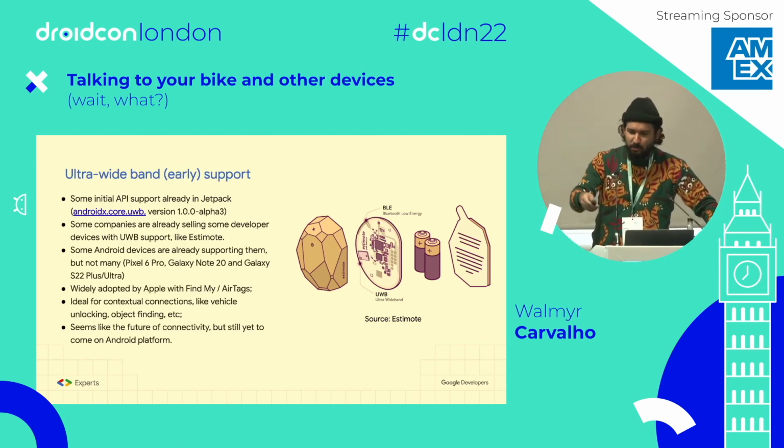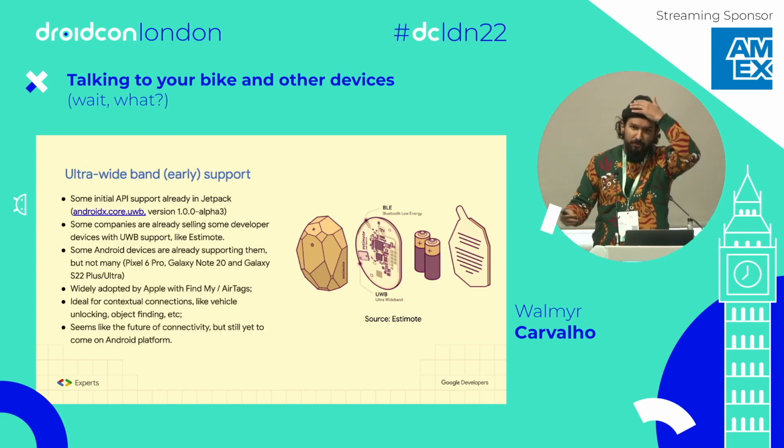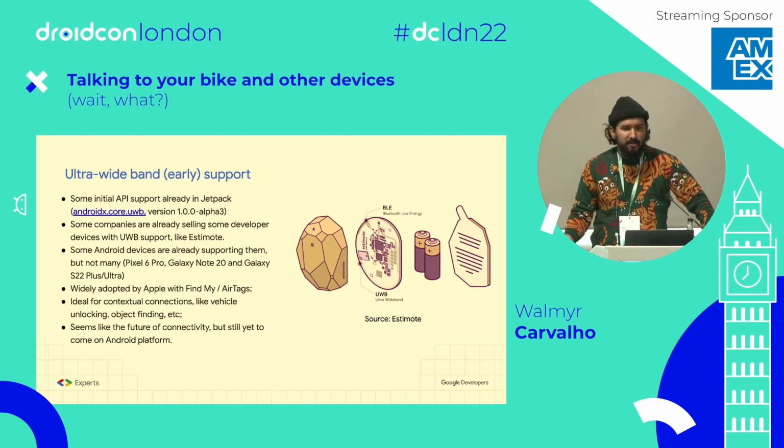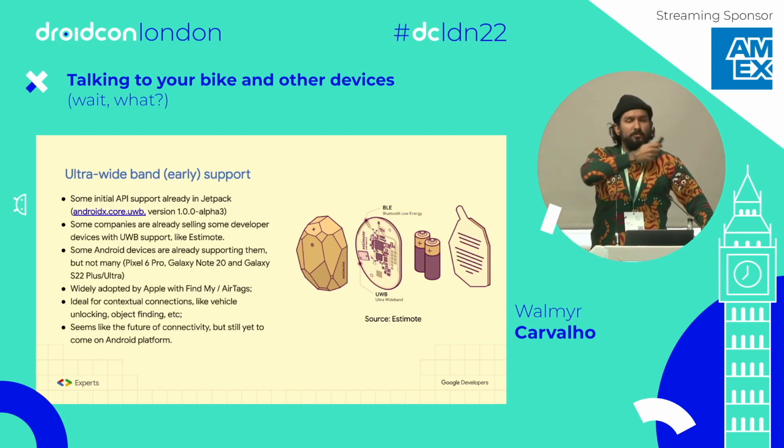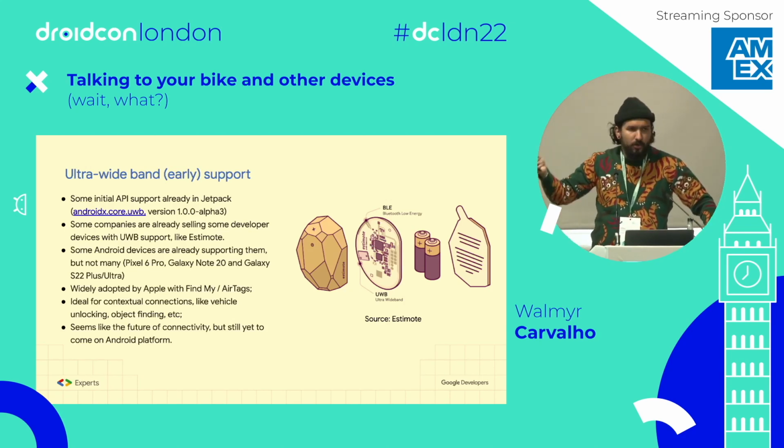You have this kind of sensorial movement on the device itself. So for example, the Apple Find My, the AirTags, they use this ultra wideband internally. So for iPhones, the ultra wideband is already a popular thing. So it's good, for example, if you want to have this kind of contextual things, like to unlock cars, to try to find some product inside of a store.